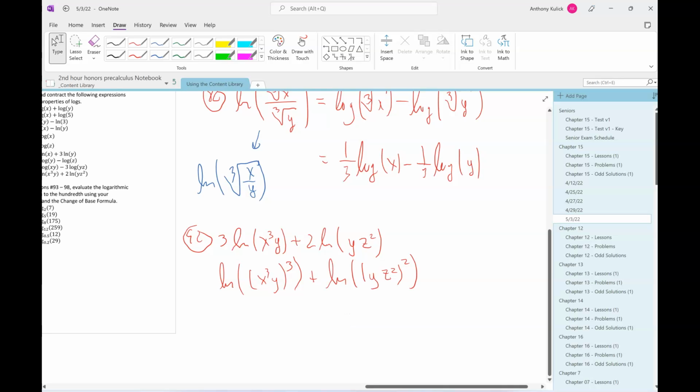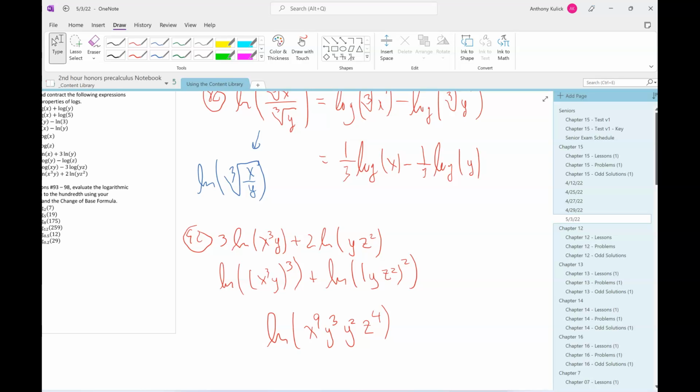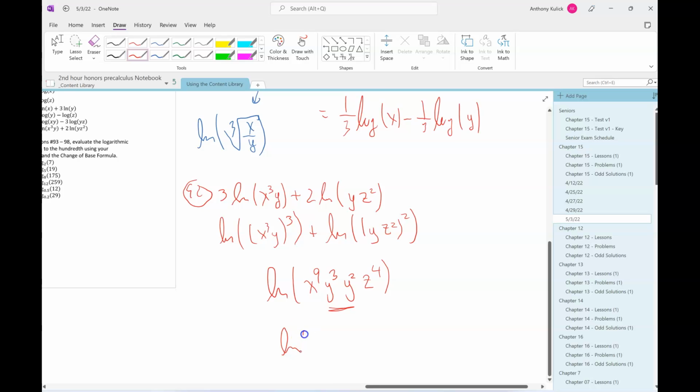And then I can look for my product property, which we see, right? Okay, and now I'm going to write this as simplified also. So I'm going to have an x to the 9th, y to the 3rd, y squared, and then a z to the 4th. Because an exponent of an exponent, we multiply the exponents. And then you notice that, hey, I can take those y's and put them together. And that's probably as good as you do there. Does that feel okay? Sure.